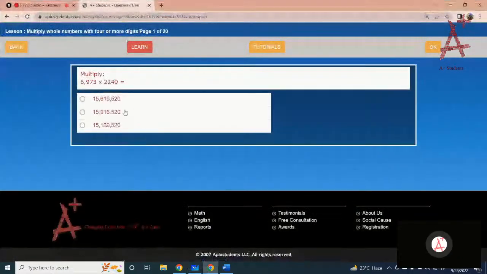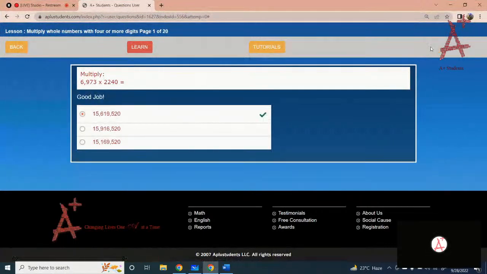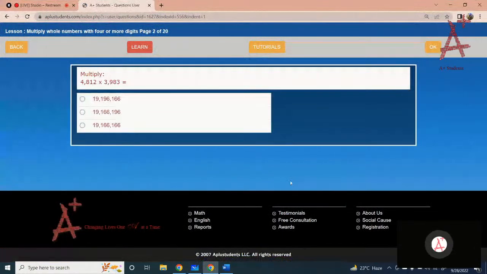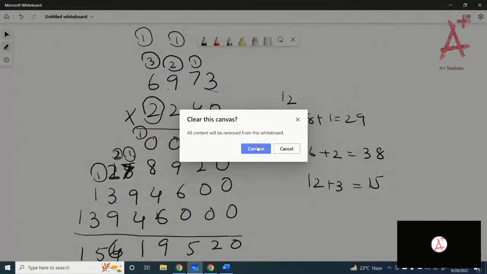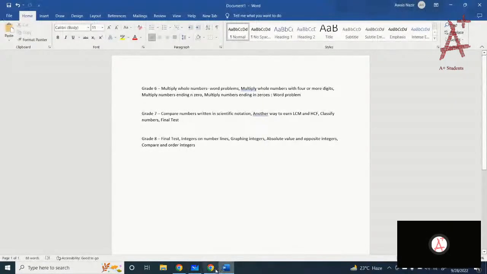So the correct option is 15619. Yes, that's the first one. So select the correct option and click on the OK button. Got it? Be careful while doing these multiplications. They are a bit long, so you need to be more careful. Got it? Okay, let's do the next one.